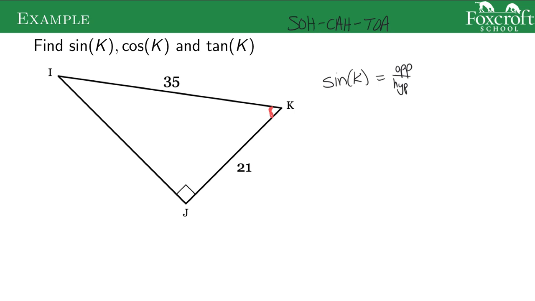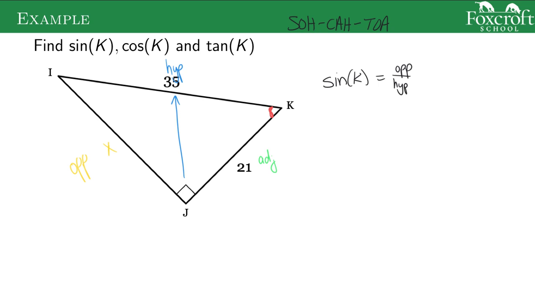So first, let's identify our sides. So I always start with the hypotenuse. So this is my hypotenuse. The adjacent side is the other one that's touching my angle, so this is adjacent. And then that leaves opposite to be across from my angle. All right, so those are my sides. The only problem right now is I don't know the opposite side. I know the hypotenuse is 35. I don't know the opposite side.